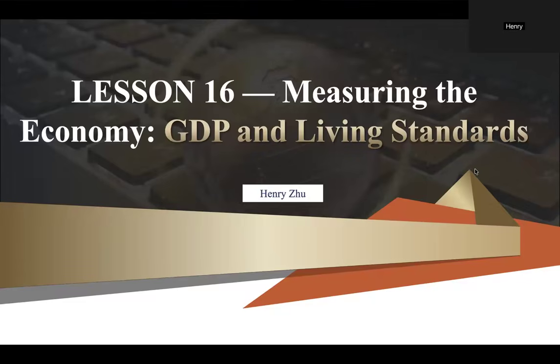How do we actually know if an economy is doing well? If a country says its economy is growing, what does that really mean? And if one country is richer than another, how do we measure that? In this lesson, we're going to explore one of the most important concepts in macroeconomics, GDP, which is Gross Domestic Product. But more importantly, we'll also ask, does GDP really tell us everything about living standards?